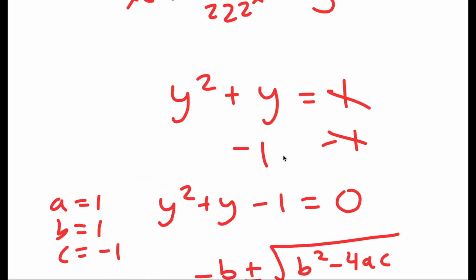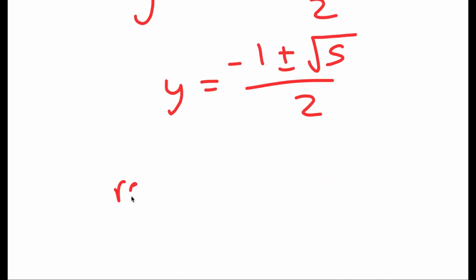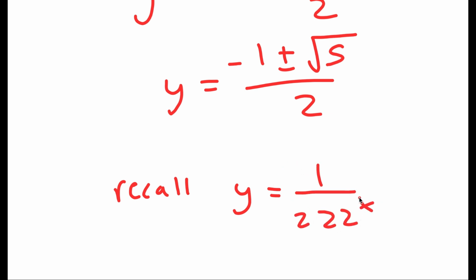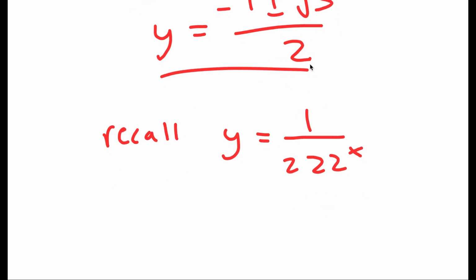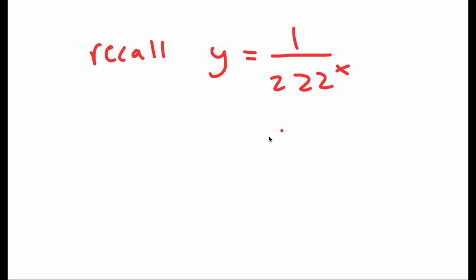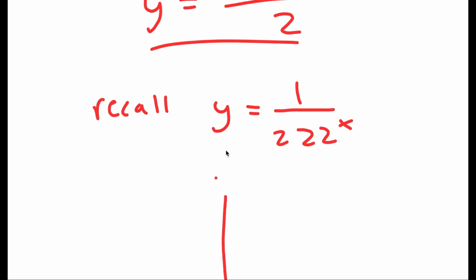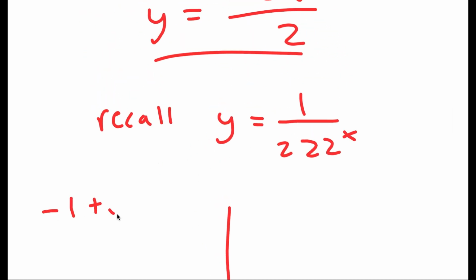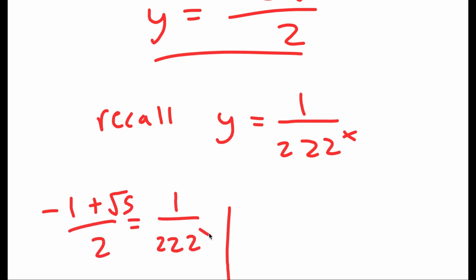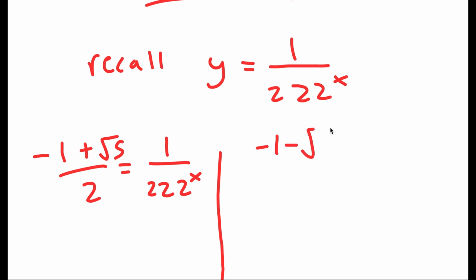Now remember how y is equal to 1 over 222 to the power of x. And this is the value of y. We actually have two values of y. So I'm going to write my two equations over here. I have negative 1 plus the square root of 5 over 2 is equal to 1 over 222 to the power of x. And negative 1 minus the square root of 5 over 2 is equal to 1 over 222 to the power of x.